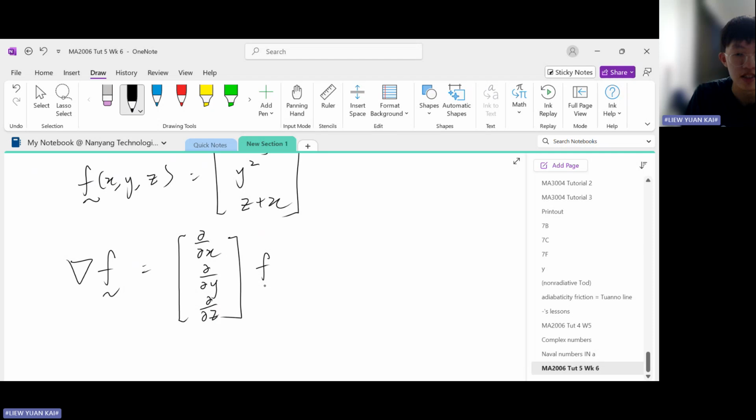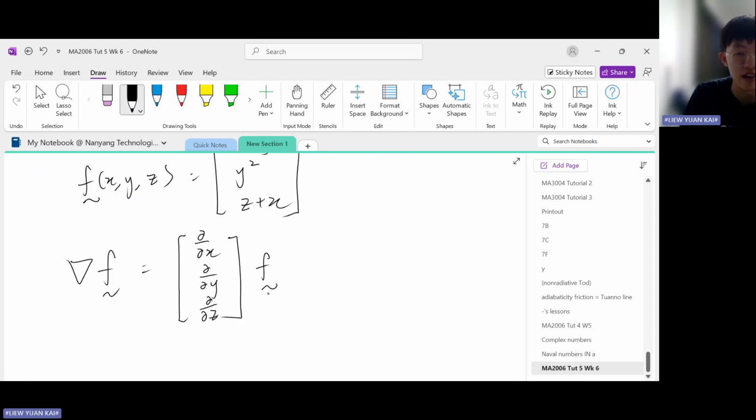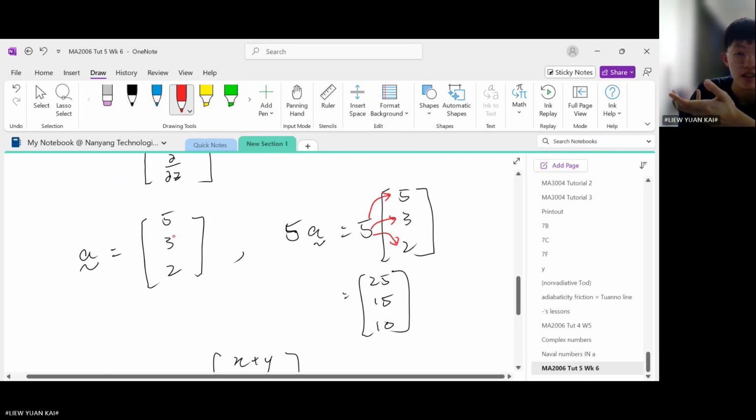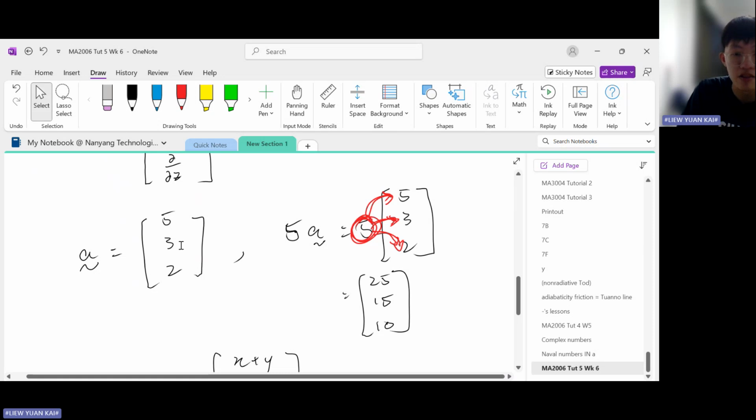Let's put f like this first, okay? Let's not put it in like this first. So just leave f as b. So the concept is the same. Here, when I take 5 times a, I just take this 5 multiplied by this 5 multiplied by this 3, this 5 multiplied by this 2. And then I would do the same here.